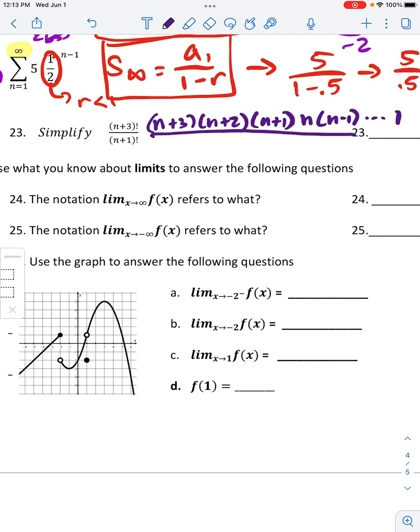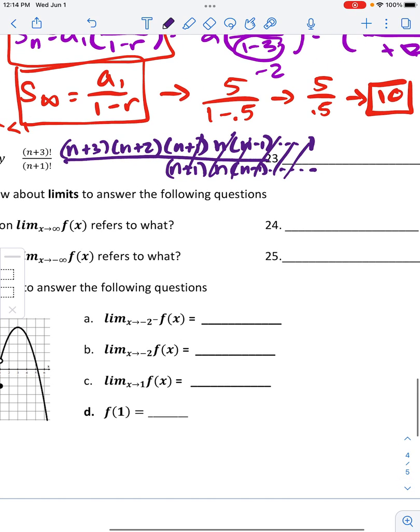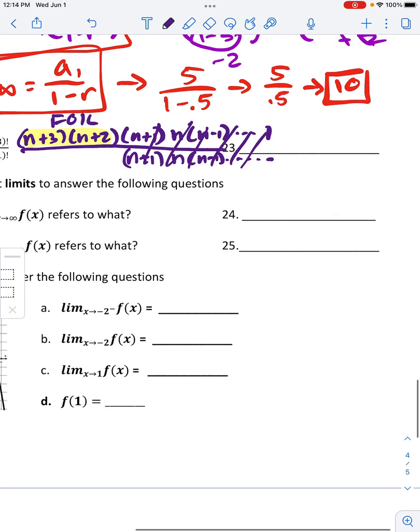N plus 1 factorial would start here with the same stuff. So the catch in this whole business is that from here on down, everything would cancel out, and all I would be left with is these two. And I'm a big person math, so I have to FOIL it out. So my proper answer is n squared plus 5n plus 6. Boom.